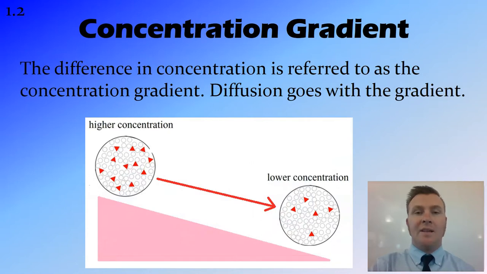Now, as I said, this is a passive process, which means that it's moving with the concentration gradient. So the concentration gradient is the difference in concentration between the two parts. So if we have a higher concentration here to a lower concentration here, those solute particles are going to move towards the lower concentration and down the concentration gradient. And that is, as I said, passive and does not require any energy.